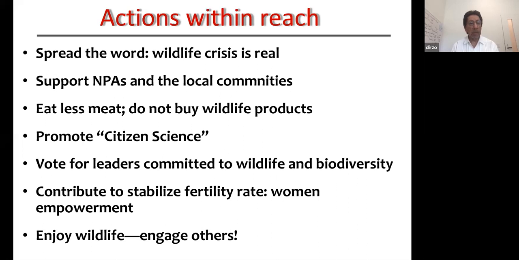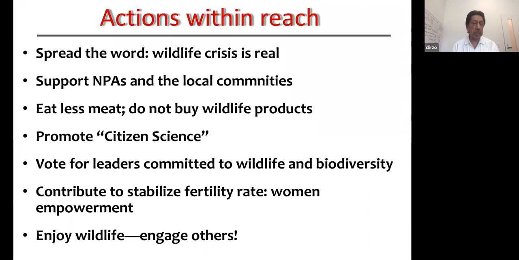Of course, many of those things will not be effective if we do not do something in terms of helping with the stabilization of the fertility rate. In particular here, I'd like to draw your attention to the empowerment of women in some areas of the planet, particularly developing countries, where women should play an important role, not only in terms of the activities that they do already in those areas, but also with empowerment in terms of the potential that it would have in contributing to the stabilization of human fertility.